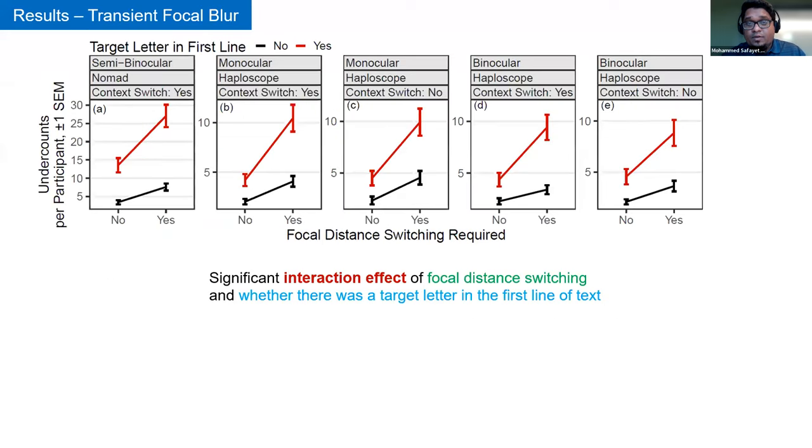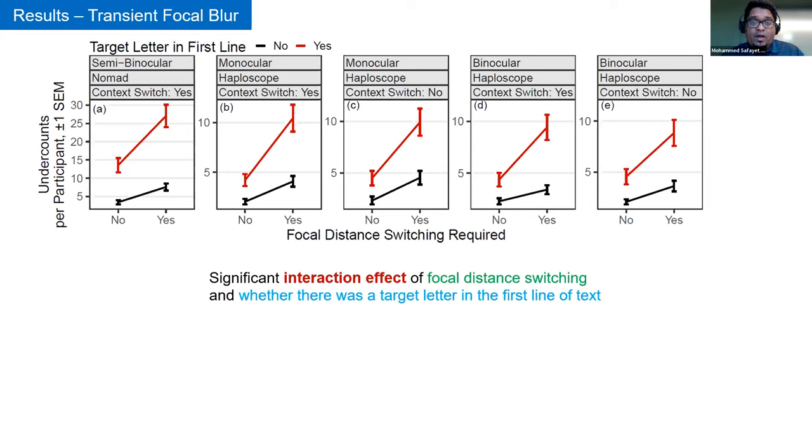Here are the interesting results of our experiment. These are the results of transient focal blur. What we found is a significant interaction effect of focal distance switching and whether there was a target letter in the first line of the text or not. It means that due to this effect, participants missed the target letter on the first line.